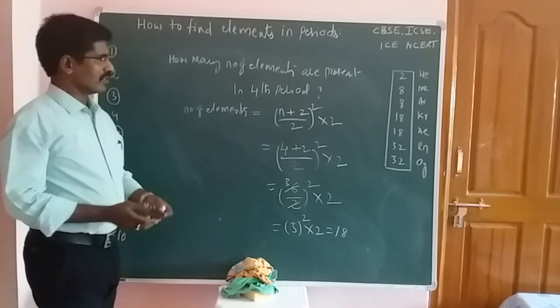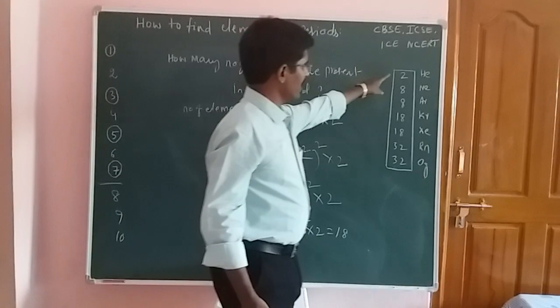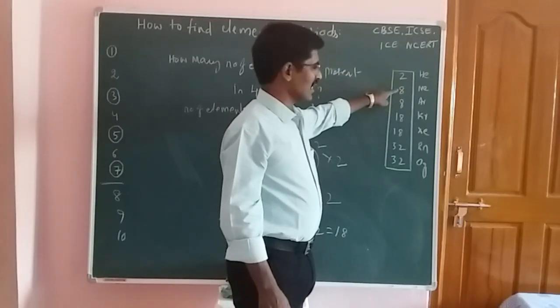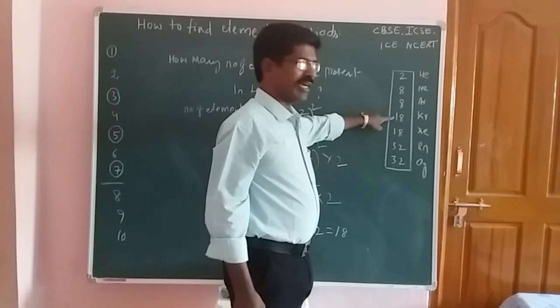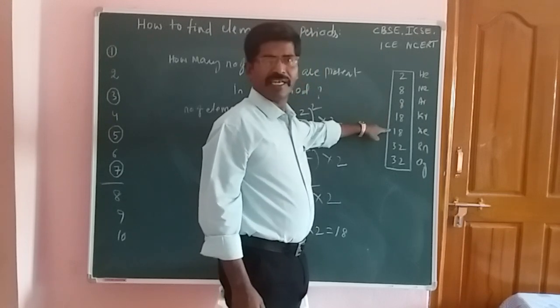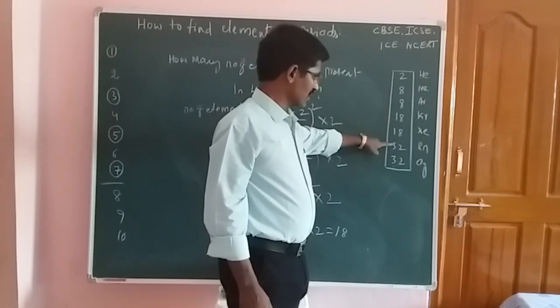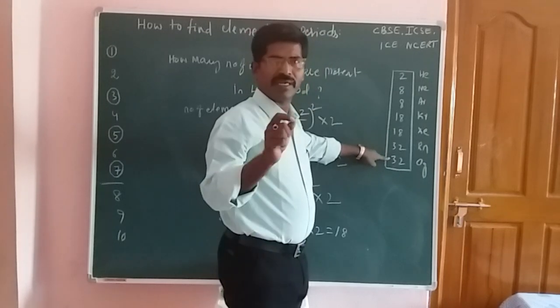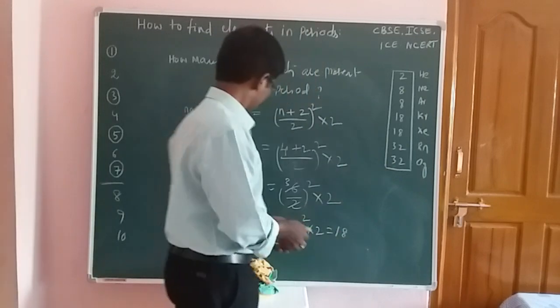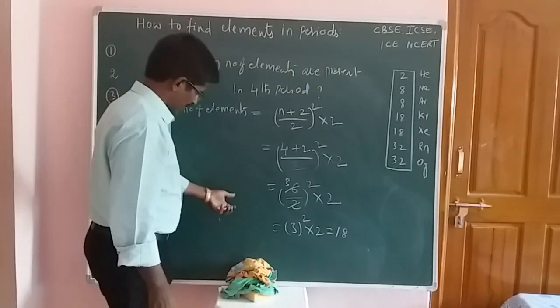So now the first period has 2 elements, second period 8 elements, third period 8 elements, fourth period 18 elements, fifth period 18 elements, and next the sixth period 32 elements, and the seventh period, the last period, has 32 elements. Okay, clear. I hope it may be repeated.